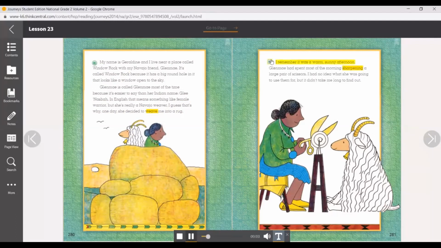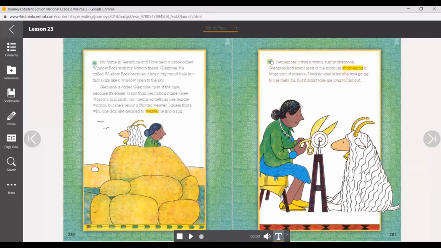Remember, it was a warm, sunny afternoon. Glen May had spent most of the morning sharpening a large pair of scissors. I had no idea what she was going to use them for, but it didn't take me long to find out.